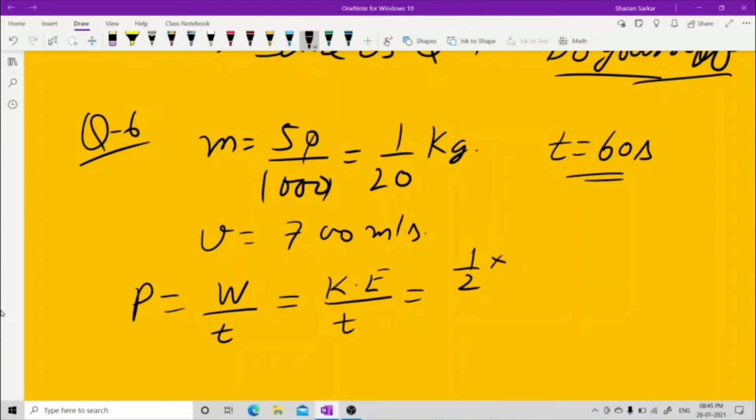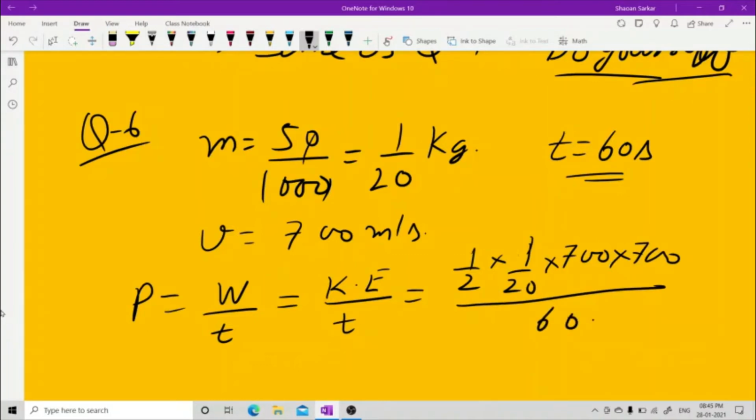This will be half m. What is m? M is 1 by 20 again. V square, that is 700 into 700 upon time, which is how much? 60. This will give me watt. Now this calculation you can do on your own.